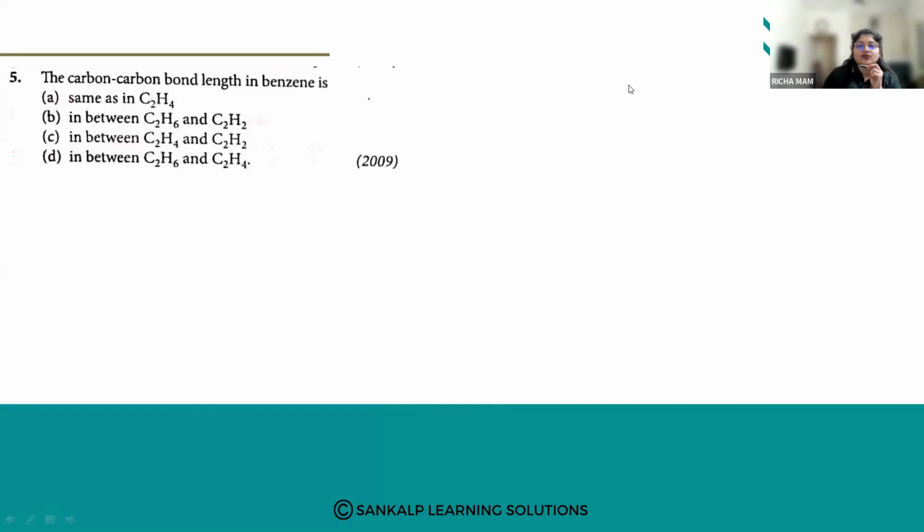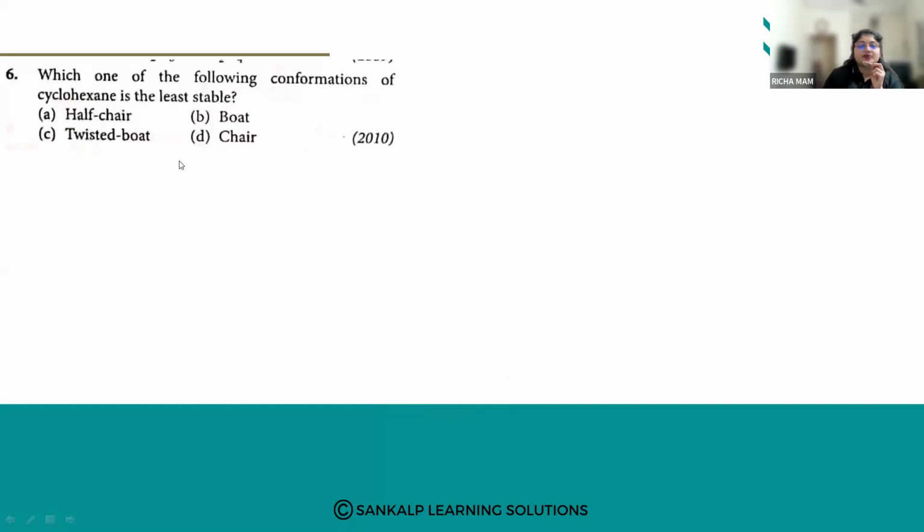Okay. Let us go for the next one. Which one of the following conformations of cyclohexane is the least stable?